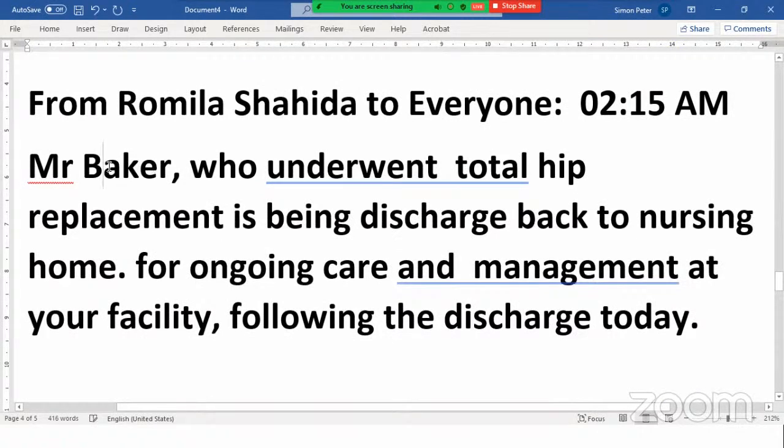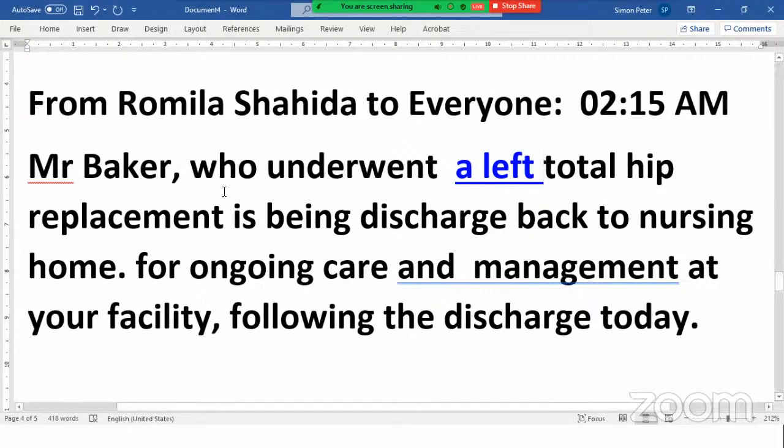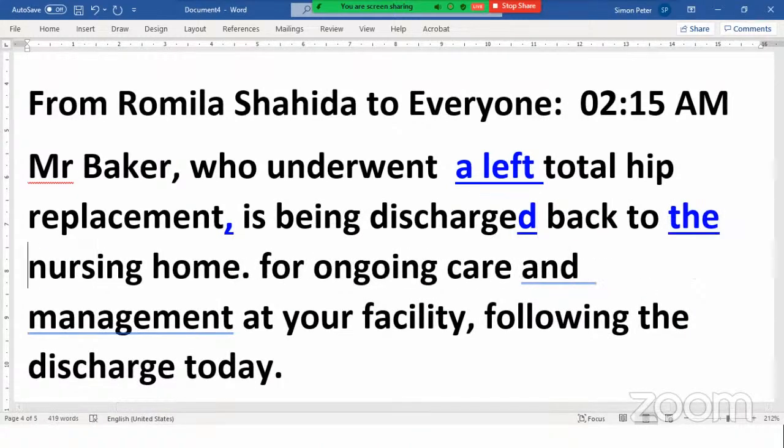Formula. Mr. Baker, who underwent a left, everyone is missing these things. Be careful. A left total hip replacement, comma, is being discharged back to the nursing home, for ongoing care and management at your facility following the discharge today.